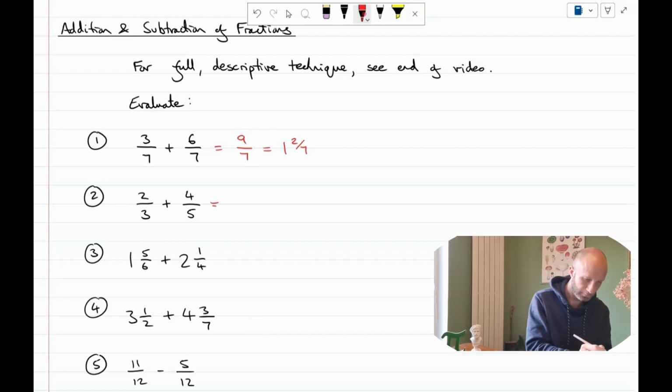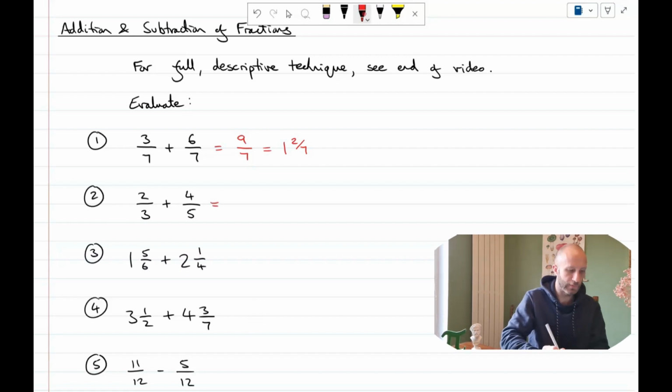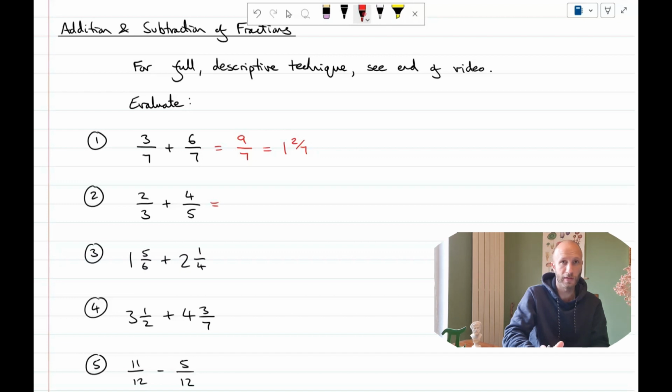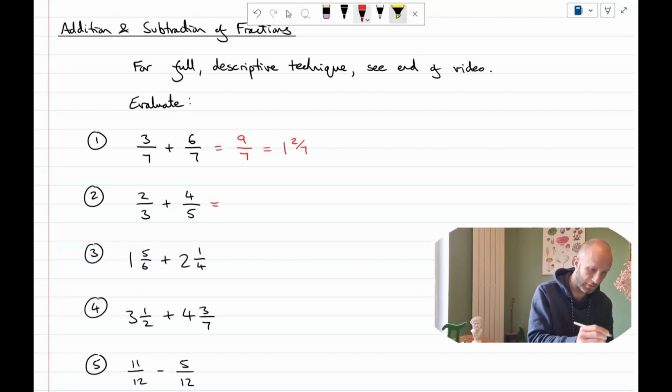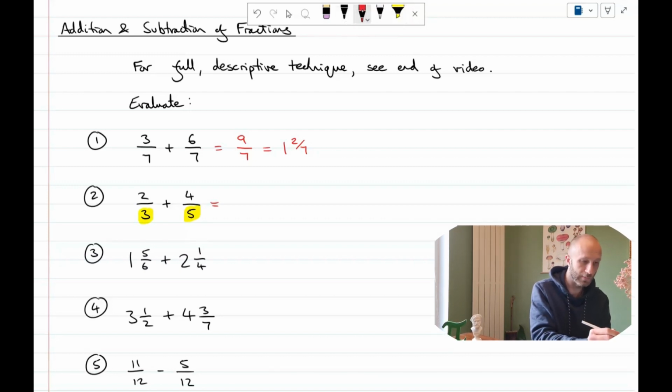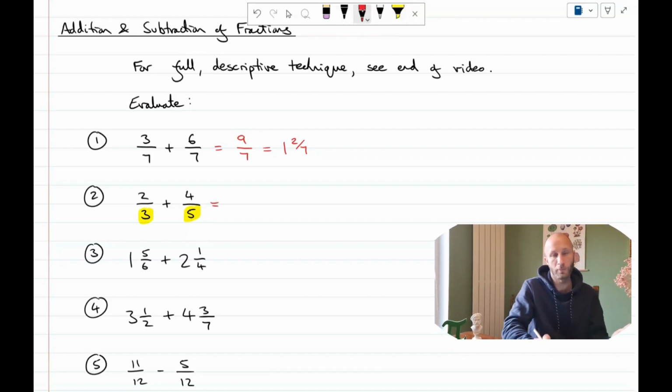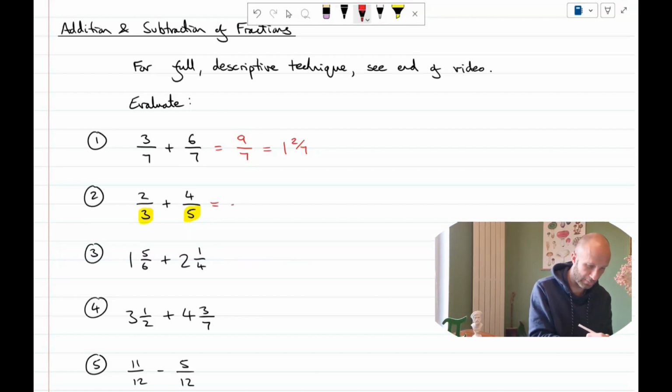Number 2, 2 thirds plus 4 fifths. Again, it's really important we have the same denominator. That's the first thing we should check in these questions. If they have different denominators like this one, we need to make sure that we find the lowest common multiple of those denominators. So the lowest common multiple of 3 and 5. It's the smallest number they both go into. There's a video on multiples that you can check out that I've done if you want to check what multiples are. The smallest multiple that 3 and 5 go into is 15.